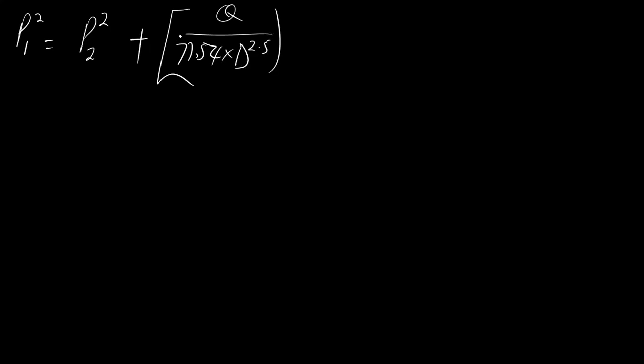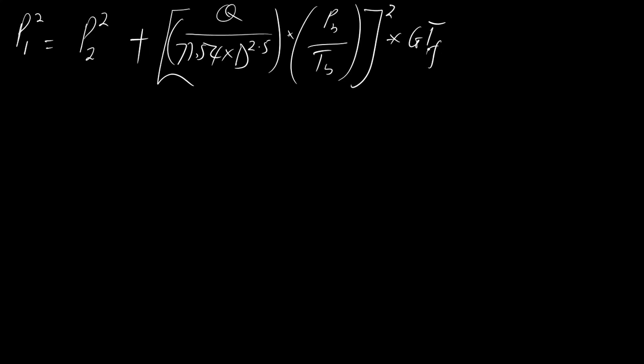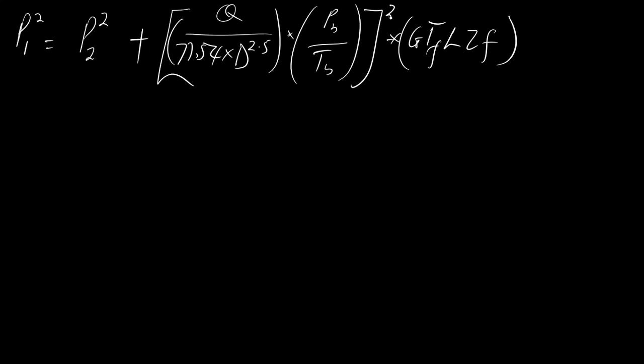1 over 77.54 times D^2.5, times base pressure divided by base temperature, all squared, times G times T F L Z F, is all squared again. So this is it.